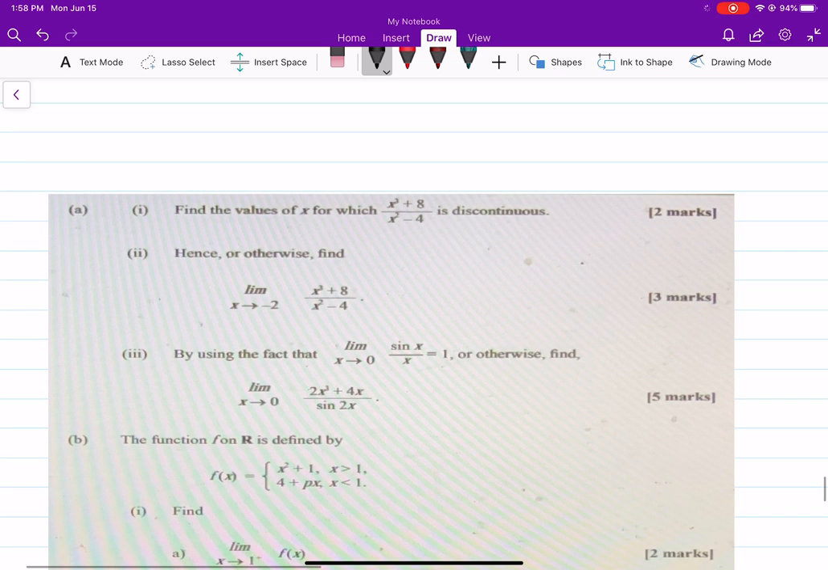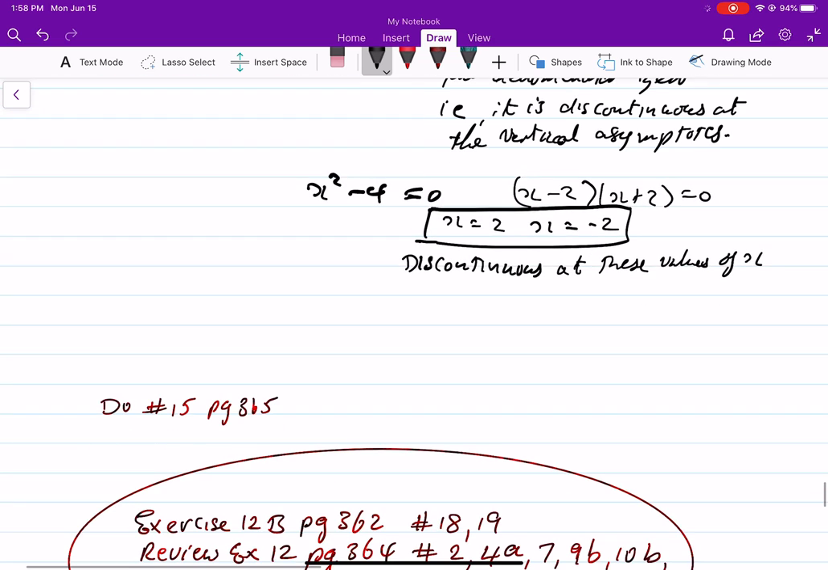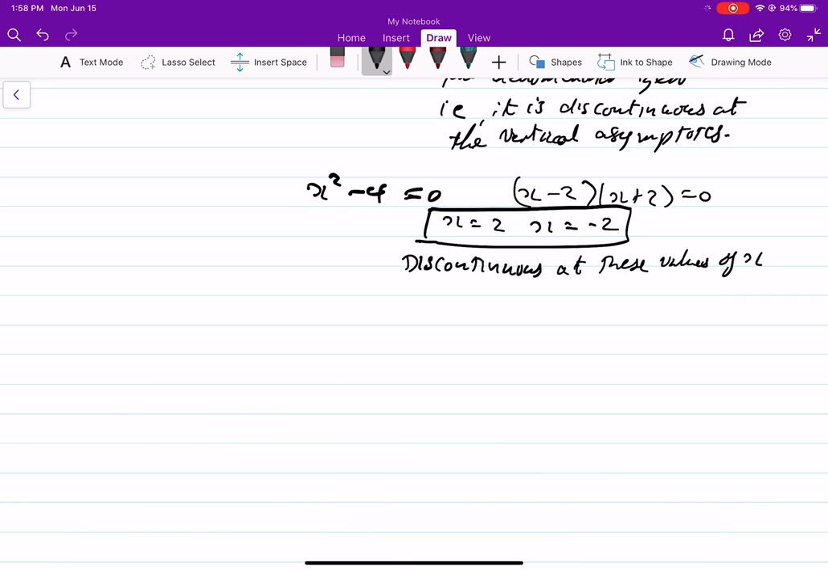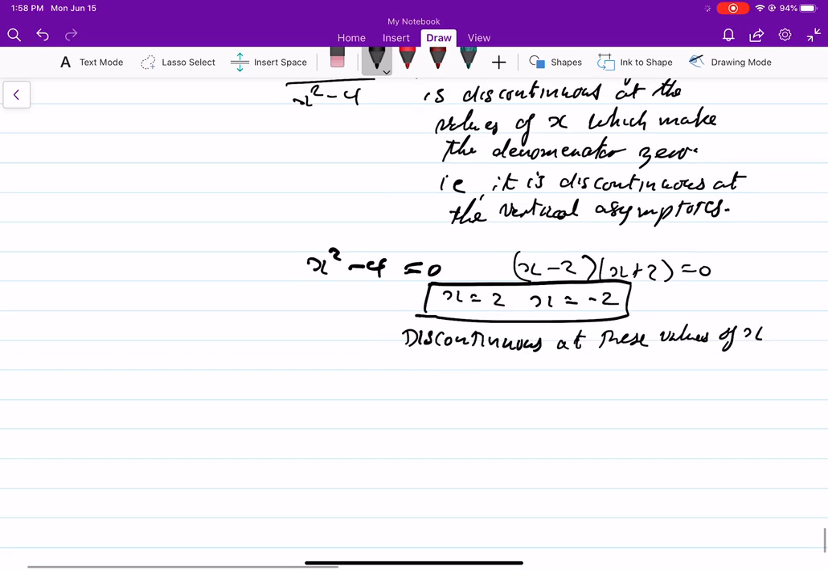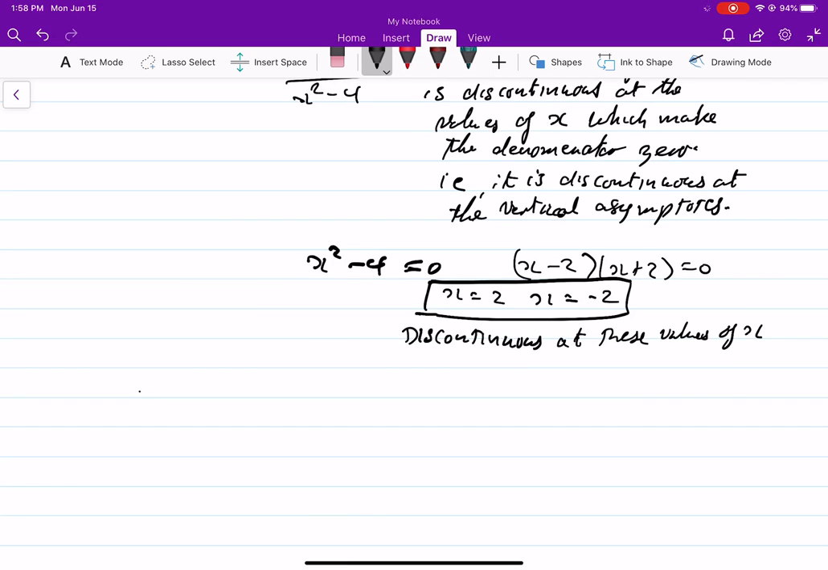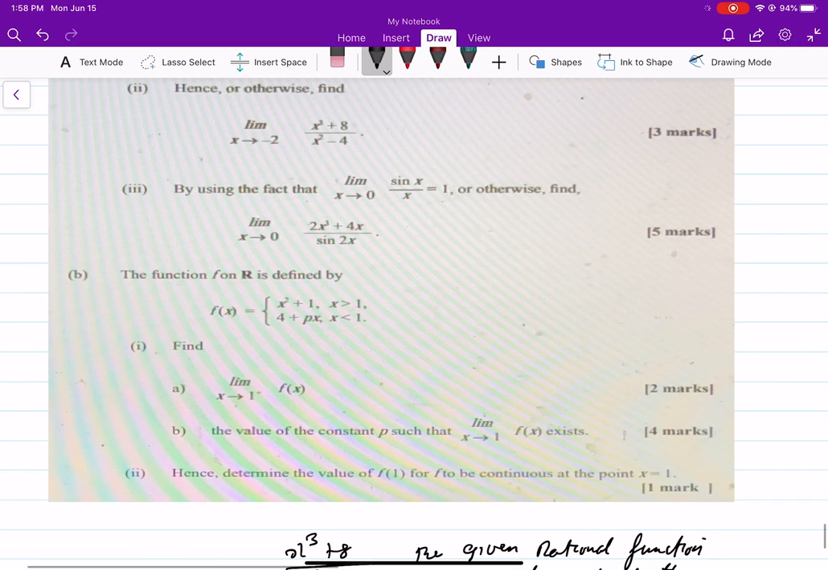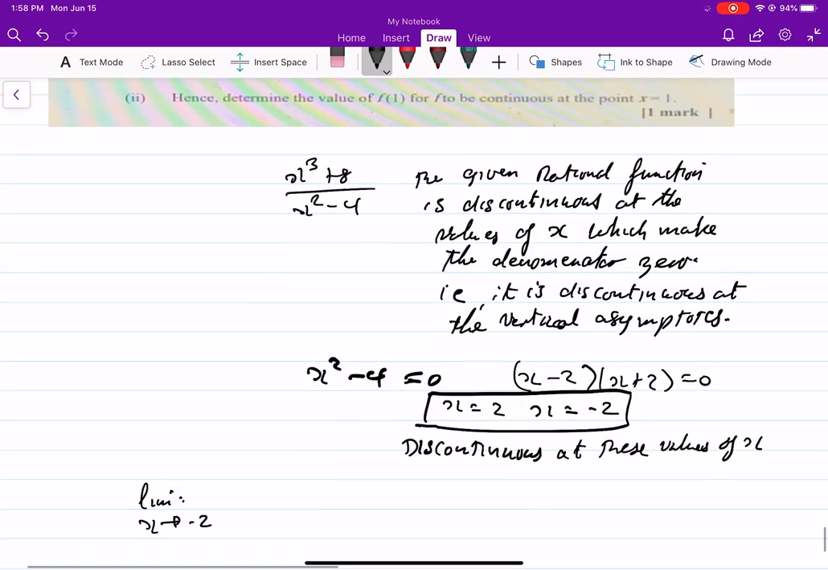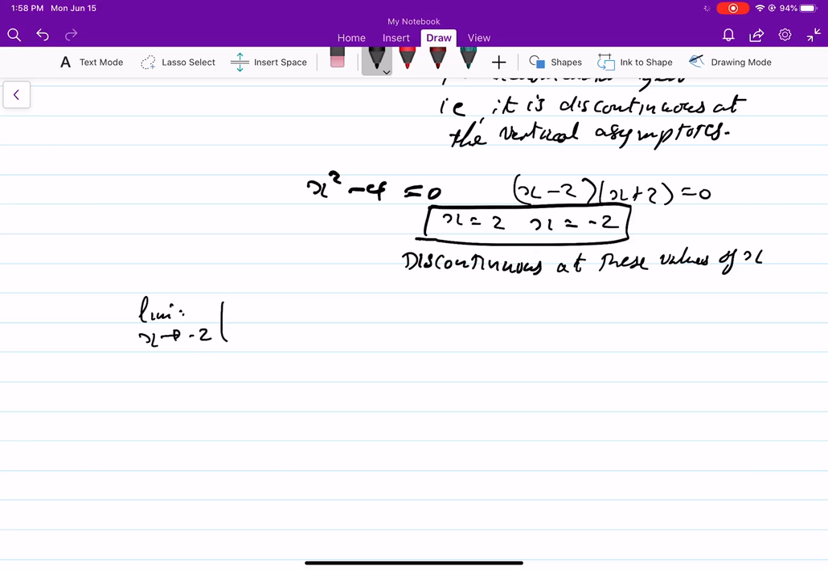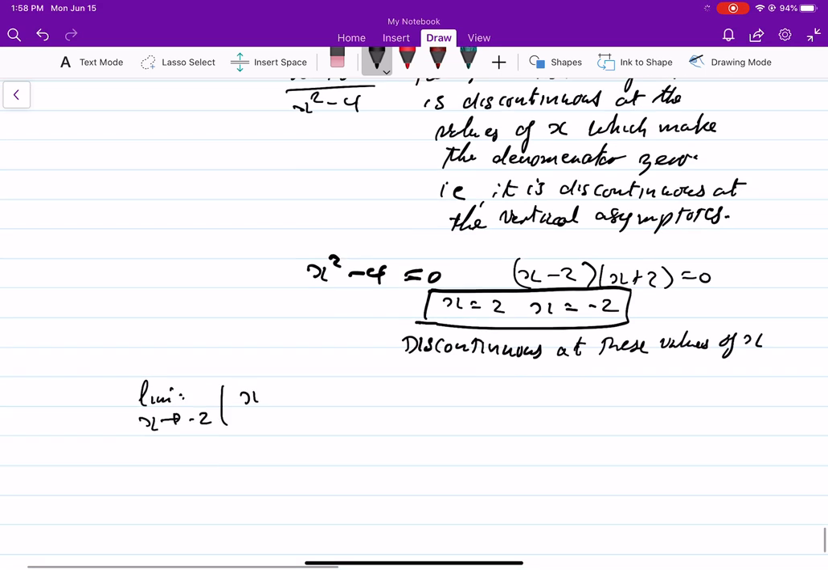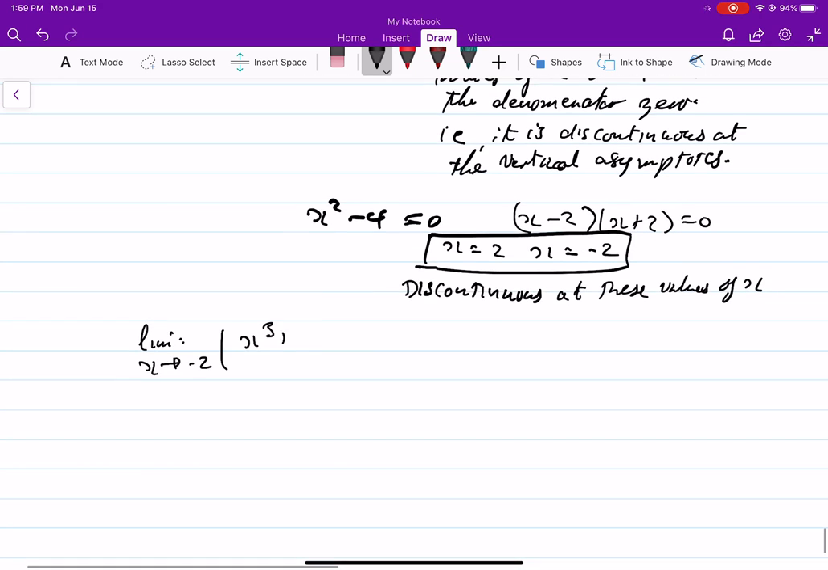The second part is, hence or otherwise, find the limit as x is approaching -2 of the same function. Well, we know it's going to be discontinuous at that point. So very likely you'll end up with 0 over 0. Let's see. The limit as x is approaching, I think they said -2. Yes. As x is approaching -2 of x cubed plus 8 upon x squared minus 4.